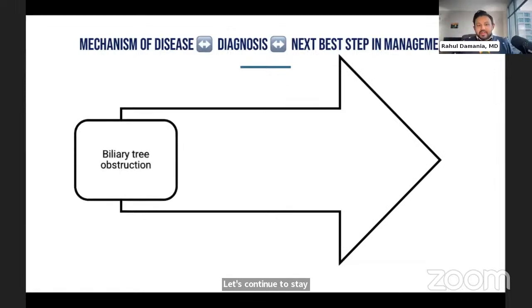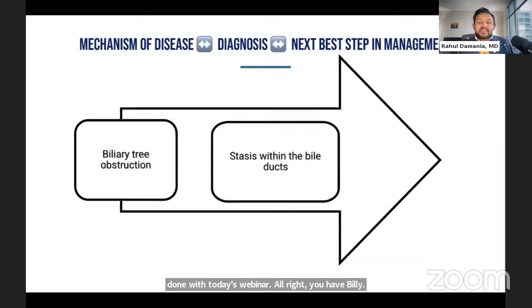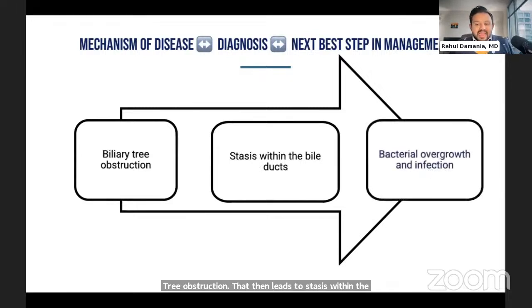All right, you have biliary tree obstruction. That then leads to stasis within the bile ducts. And then you get a superimposed bacterial overgrowth and infection. What is this diagnosis? Go ahead and put it into the chat. What is this diagnosis?